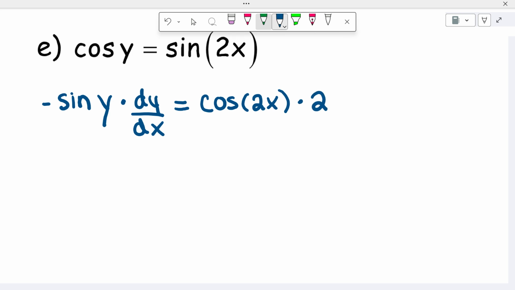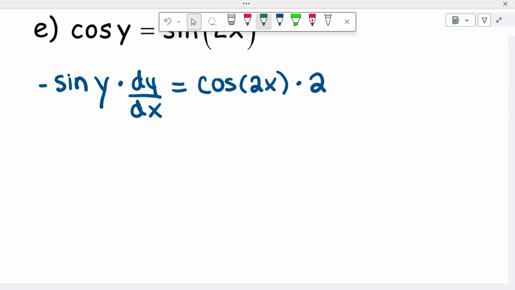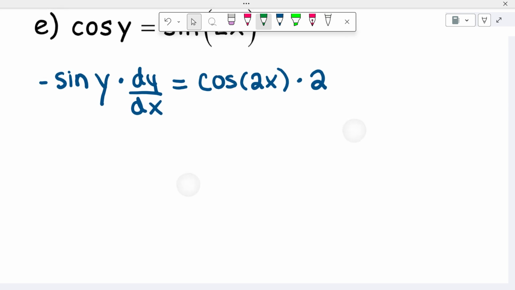So can I now just divide the minus sine y off? Yep, and then you're done. Because remember, with your implicit differentiation, your goal is to get dy dx or y prime, whatever you're using, by itself. So this is actually, I would say, easier than the last two we just did.